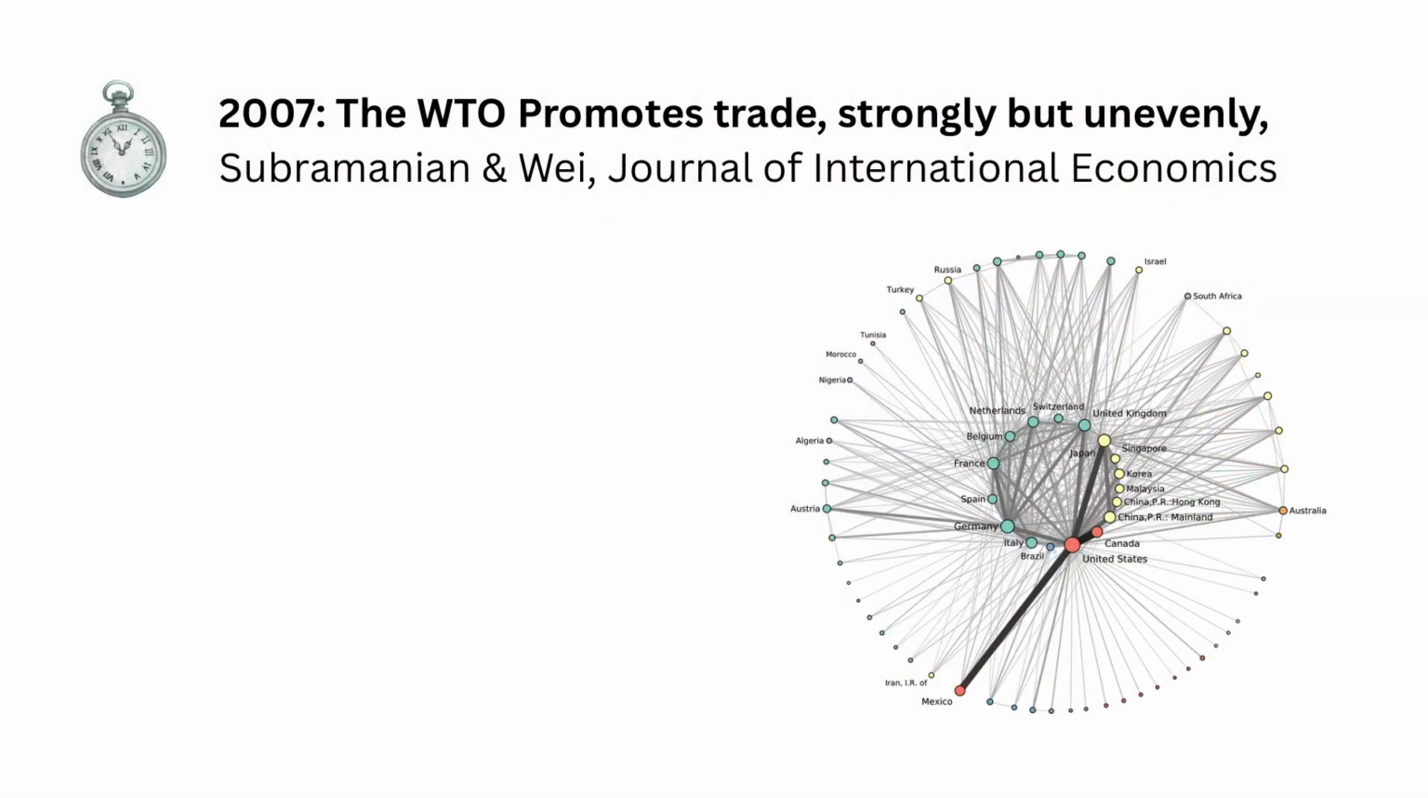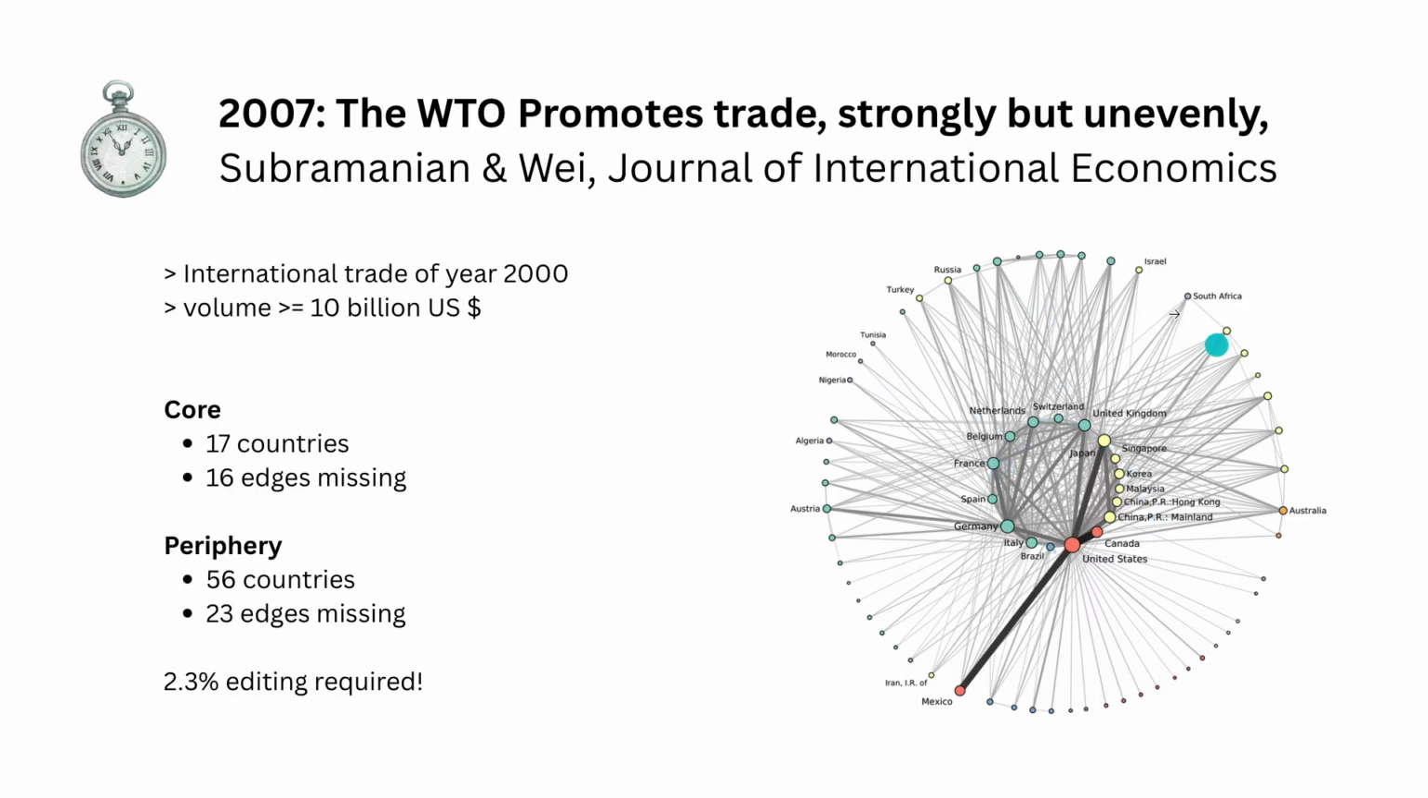Apart from monkeys, we also see this structure in trade networks. There was this paper called The WTO Promotes Trade Strongly but Evenly in 2007. And they figured out that trade networks also follow the core-periphery structure to some extent. We have these countries in the middle, which form the core, and we have some on the periphery, which are mainly connected to the core.